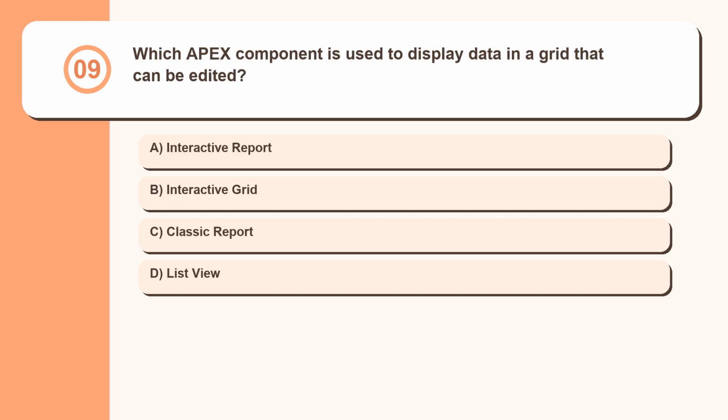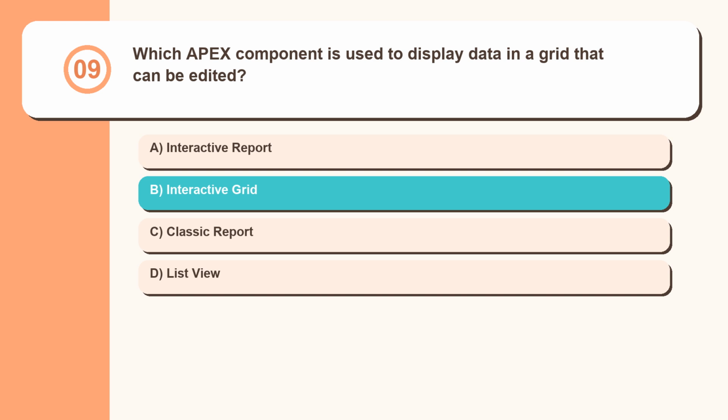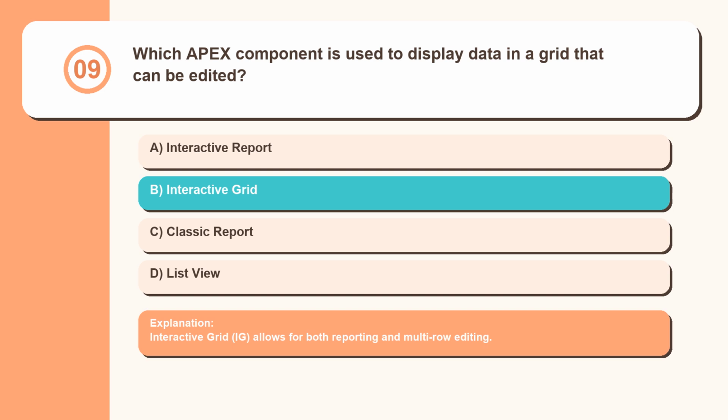Question 9. Which Apex component is used to display data in a grid that can be edited? Interactive report, interactive grid, classic report, list view. Interactive Grid, IG, allows for both reporting and multi-row editing.